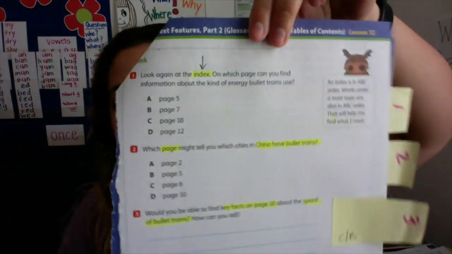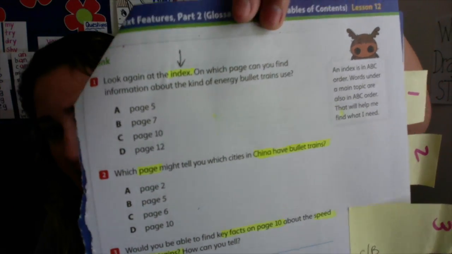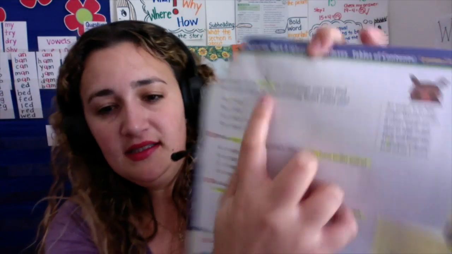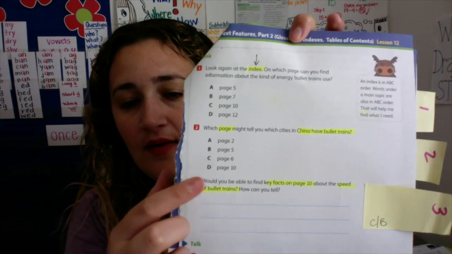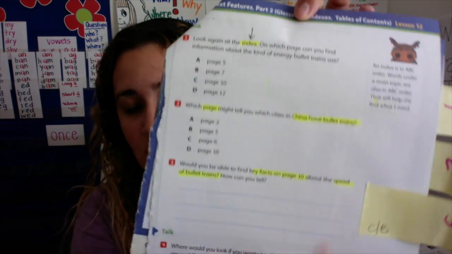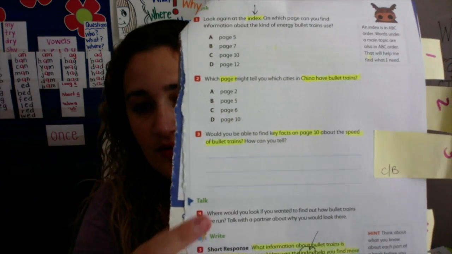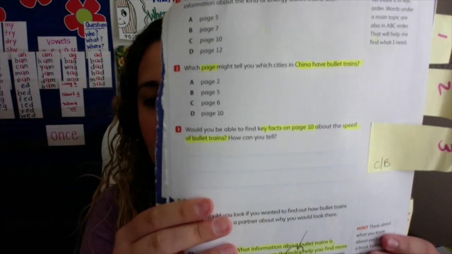And you're going to answer the questions. Number 1, you're going to look at the index. That's why I highlighted it, the index. Number 2, you are going to find out in the index which page will help you find China have bullet trains. And on number 3, you're going to look for the key facts on page 10 about the speed of bullet trains and tell me how you were able to find that information.